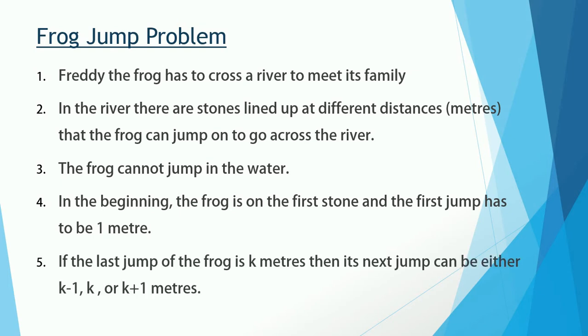Now, this is a condition, and this condition is the whole and soul of the problem. So the condition is that if the last jump of the frog is k meters, then its next jump can be either k minus 1 meters, k meters, or k plus 1 meters. So suppose if the last jump of the frog was of 2 meters, then the next jump can be either 1 meter, that is 2 minus 1, 2 meters, which is k as it is, or 3 meters, that is 2 plus 1. So this is a very important thing that we need to keep in mind.